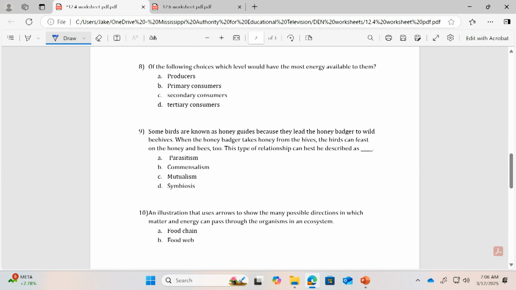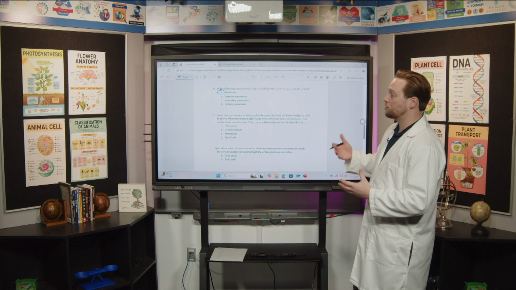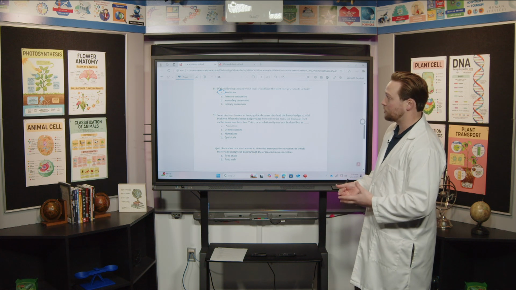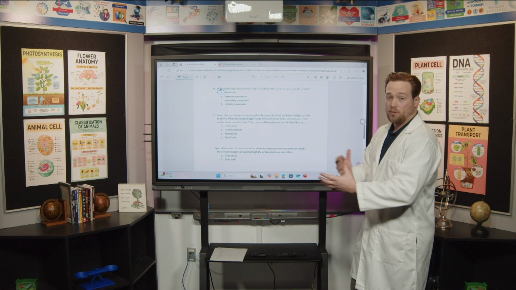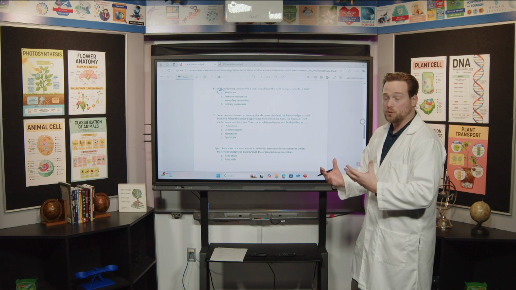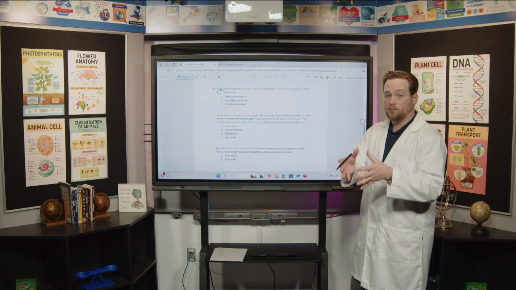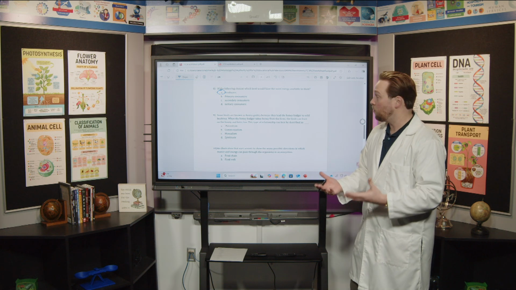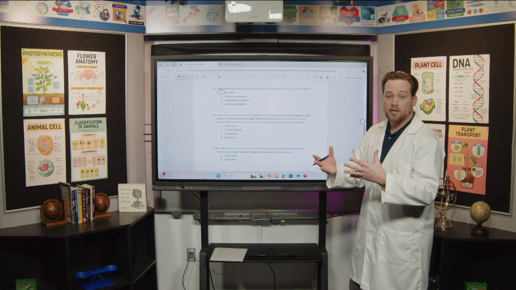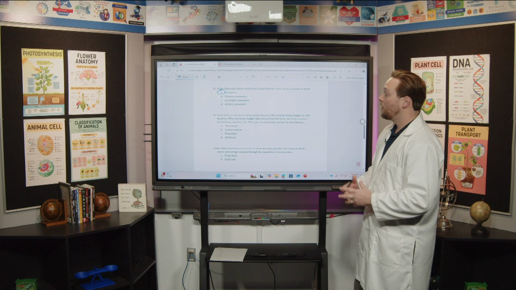Eight says, of the following choices, which level would have the most energy available to them? So our producers are going to have the most energy available to them. Remember that all energy in these food chains is starting with the sun, and that every time you move from one trophic level to the next, you're losing most of that energy. So producers are the ones that have the most direct connection to that sun, so they have the most energy available to them, so that's where most of the energy is. As you move from producers to consumers to higher level consumers, you're losing most of that energy along the way, and so that means that producers have the most energy available to them. Great job.